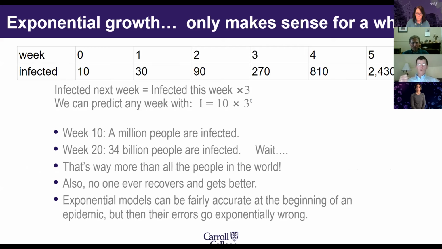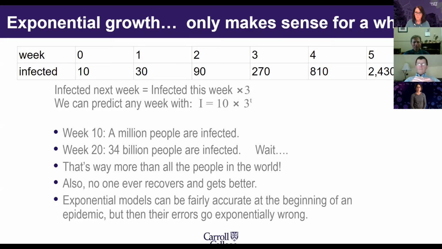Okay, so after 1 week, we've got 30 people, then 90 people, then 270 people. By week 10, we would predict that 1 million people would be infected. By week 20, we'd predict that 34 billion people would be infected. And of course, that makes no sense at all. I mean, that's way more than the number of people in the world.